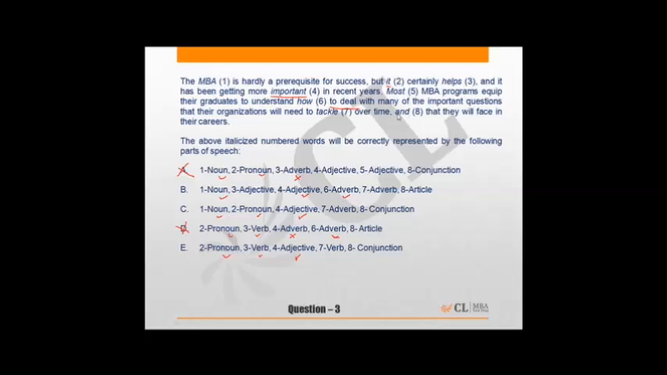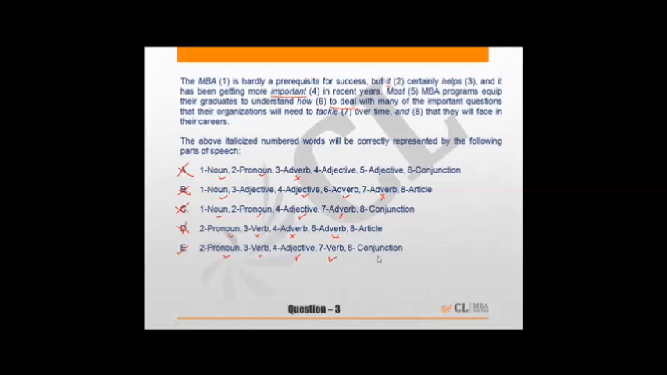So now let's look at the 7th option. 7 says: how to deal with many of the important questions and the organization will need to tackle over time. Will need to tackle. So to tackle here is definitely not an adverb. This eliminates option B. This also eliminates option C. To tackle is definitely a verb. And therefore, option E is correct.